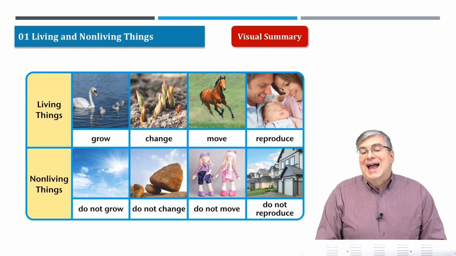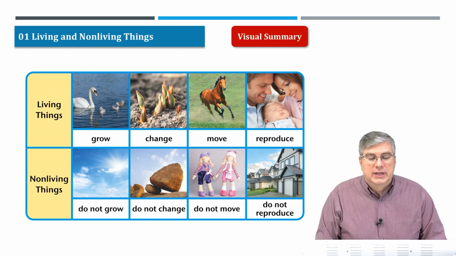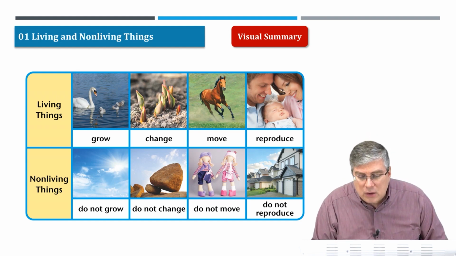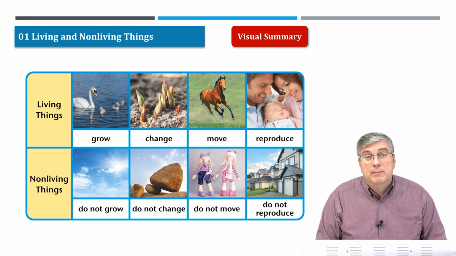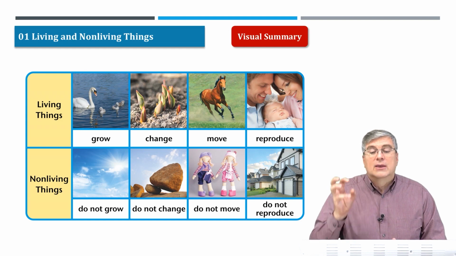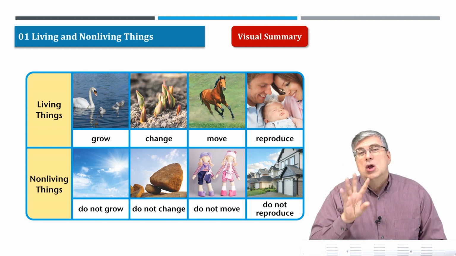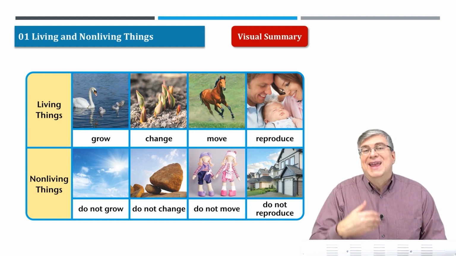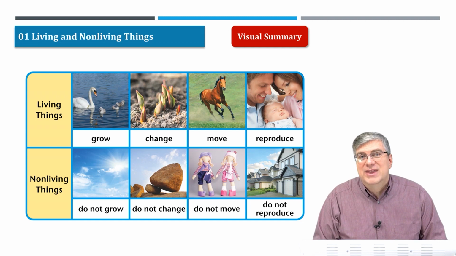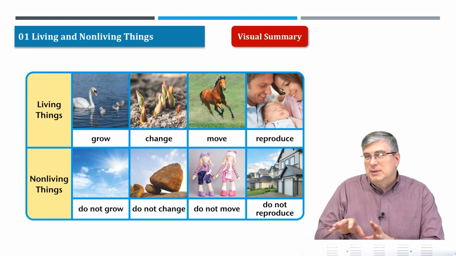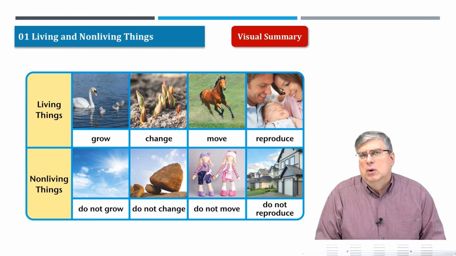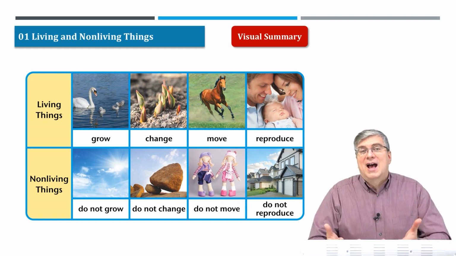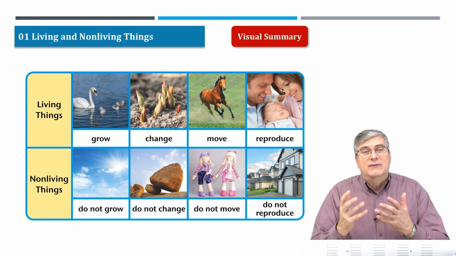Okay, last, we have reproduce. And we can see the mother and the father and a baby. I don't know if it's a girl or a boy, but it's a baby, and they have a baby. Mother and the father got together, they created a baby. All living things have the ability to reproduce, to make younger copies of themselves. They're not perfect copies, they're a little bit different. That would be very boring if everybody was the same. So it's very interesting that they're a little bit different, but we have the ability to reproduce, all living things.